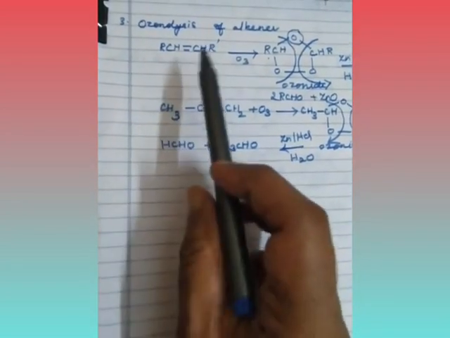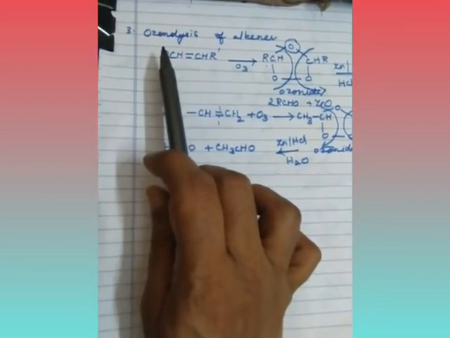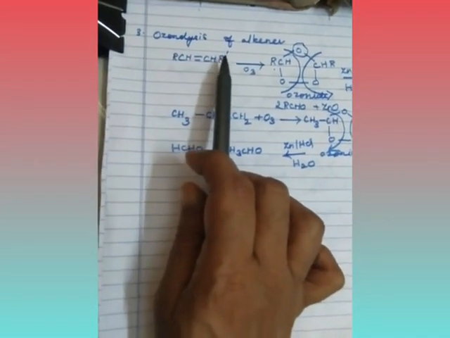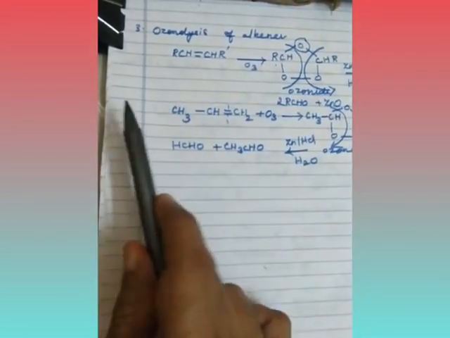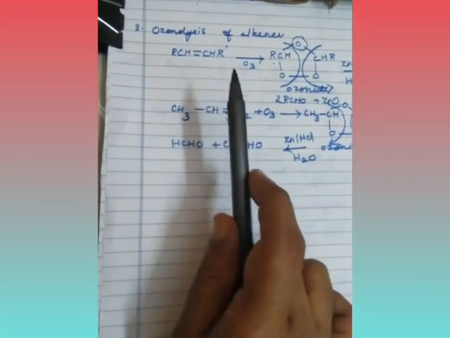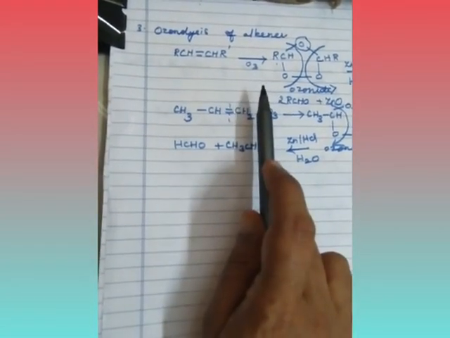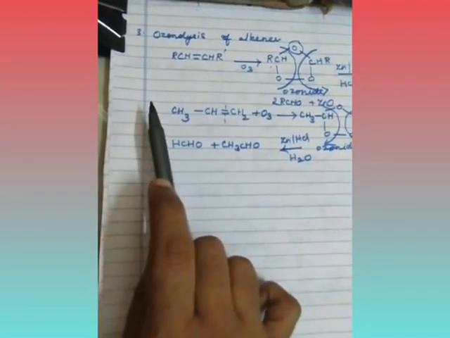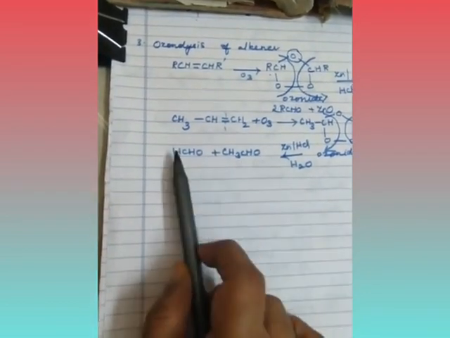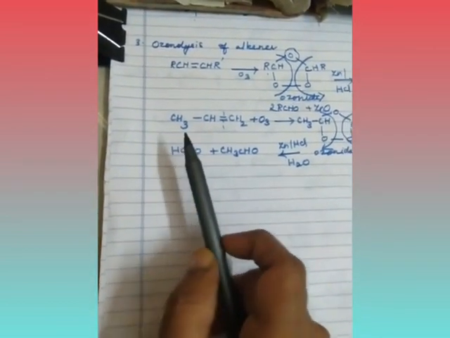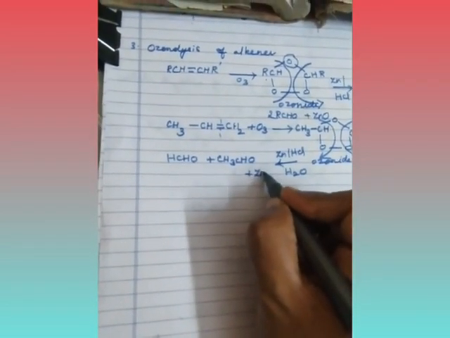So when you have a symmetrical alkene, when the groups on both sides of the carbon are the same, then we have the same compound here. When it is unsymmetrical, that is, the left side as well as the right side of the molecule are different, if we have a different number of carbon atoms, then we have compounds like this. That is acetaldehyde, and here another one, formaldehyde. Two different compounds are now formed along with the liberation of zinc oxide here.